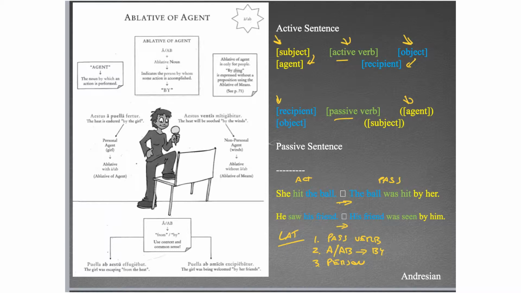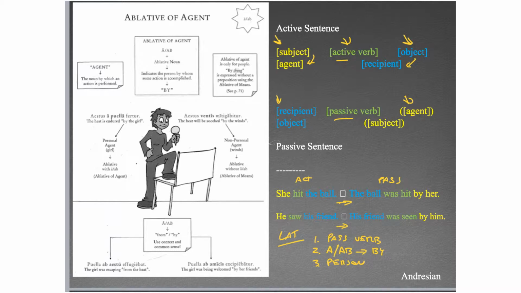It cannot be a thing. If it's a thing, it's going to be an ablative of means and is not going to use a preposition, just be in the ablative. So for it to be an ablative agent, it needs to be a person. In other words, in the first example, she hit the ball, the passive sentence, the ball was hit by her, that's an ablative of agent in Latin because you have your three things. You have your passive verb, it's going to use a or ab, and of course her is a person.